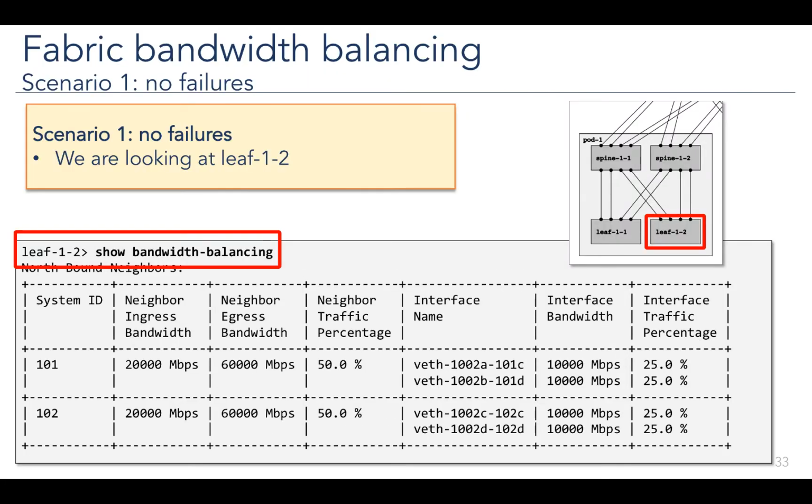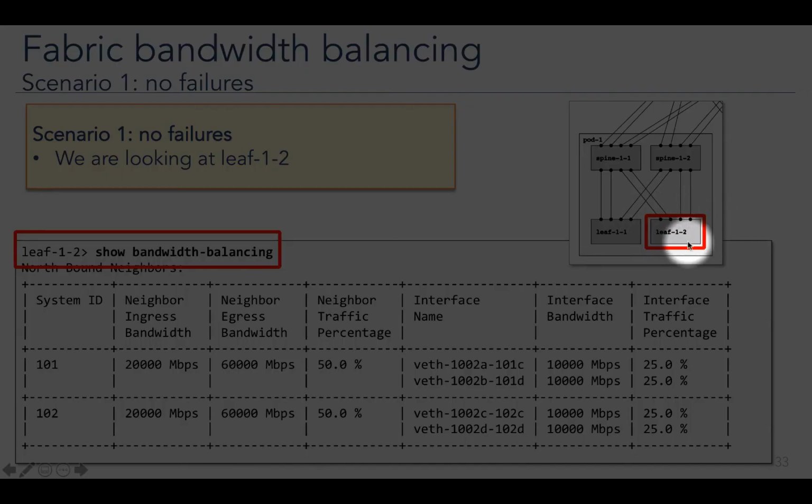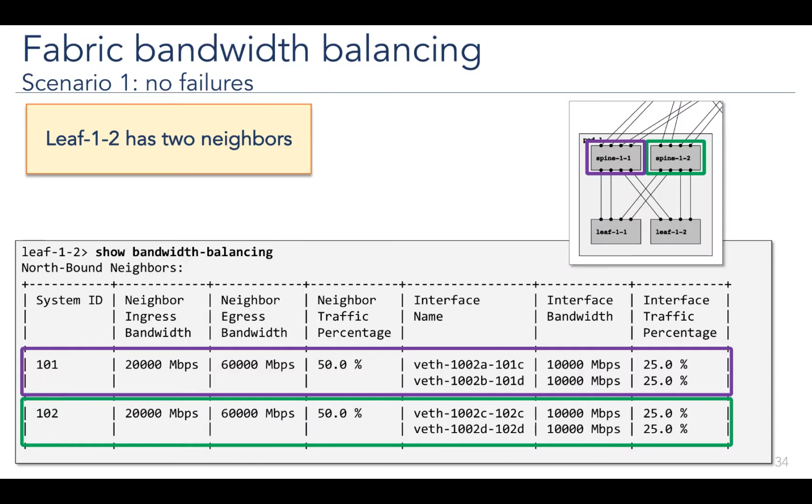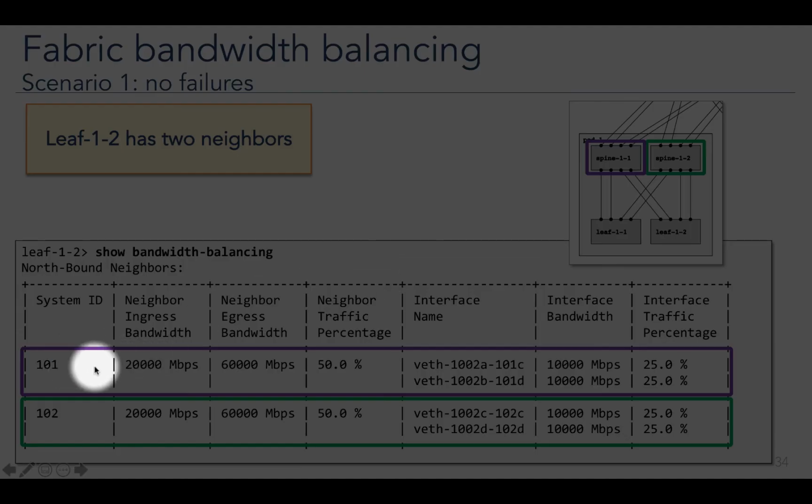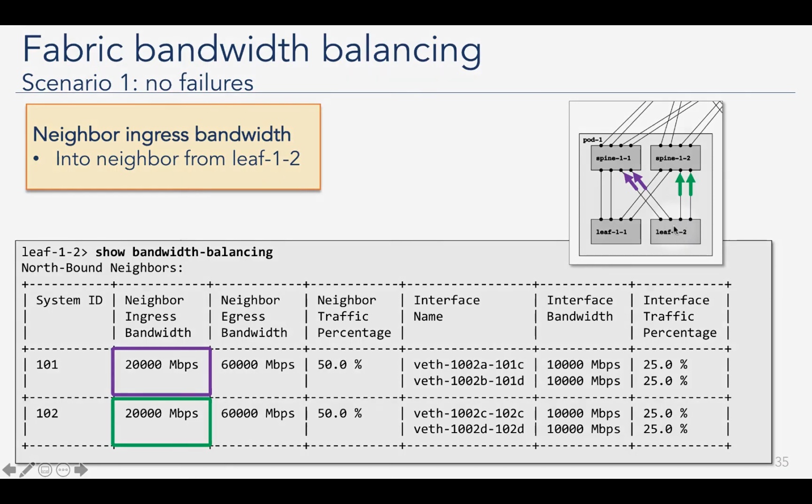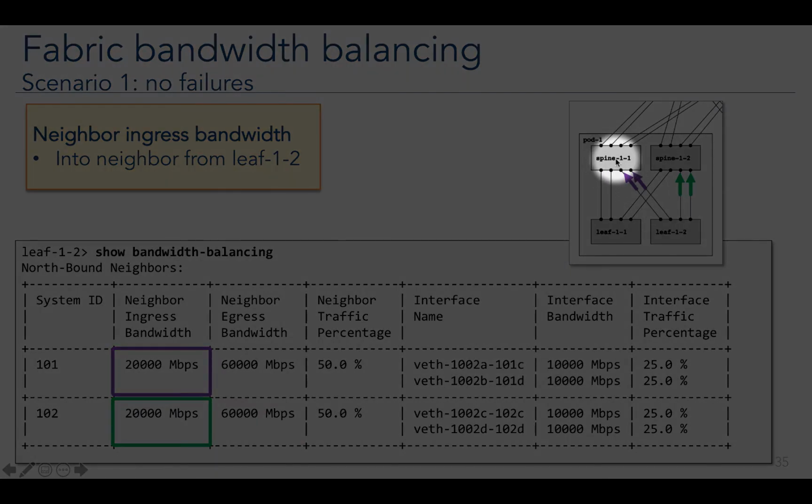To understand how Rift Python does fabric bandwidth balancing, in other words, to understand how Rift Python distributes its northbound traffic over the available links, we can look at the output of the handy show bandwidth balancing command. On this slide, we have the example output looking at it from the perspective of node leaf12. We can see that leaf12 has two neighbors, namely spine11 and spine12, which you can see in the diagram here and here. From the perspective of leaf12, neighbor spine11 has an ingress bandwidth of 20 gigabits per second.